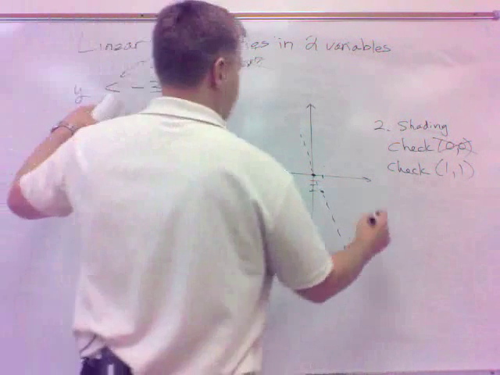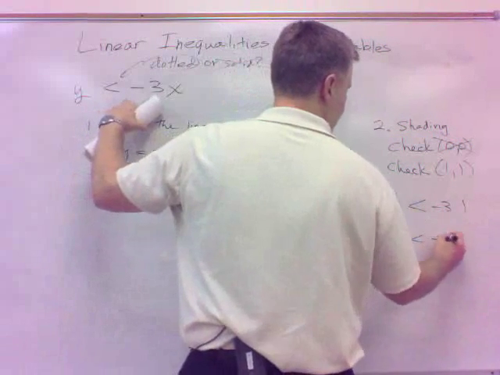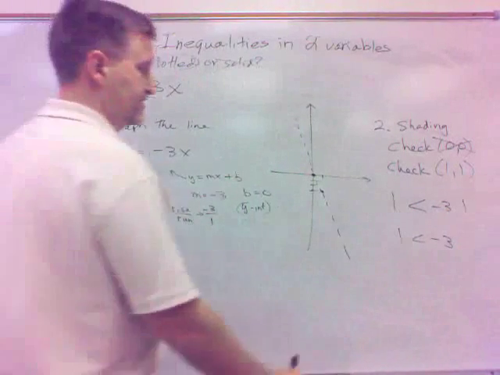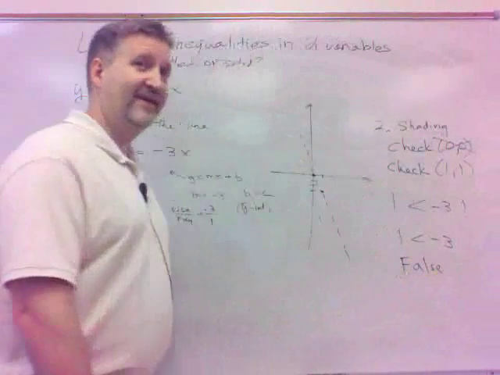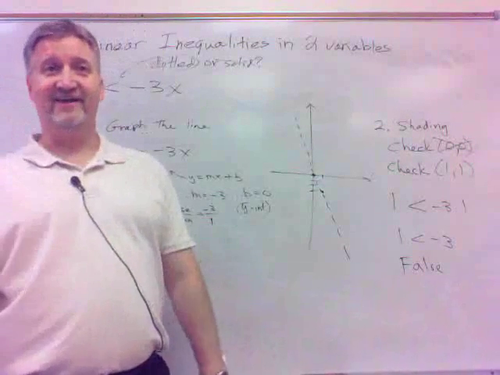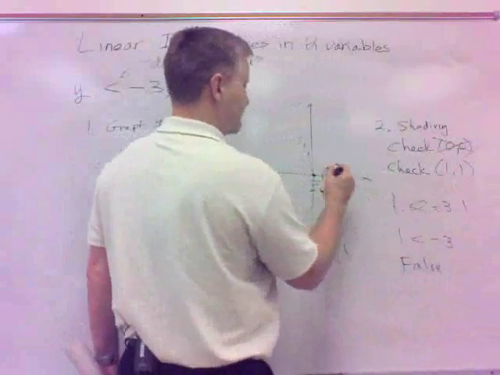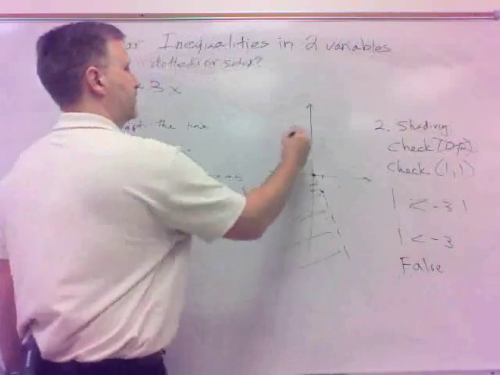X is 1, Y is 1. So that'd be 1 is less than negative 3 times 1. 1 is less than negative 3. Is 1 less than negative 3? No, it isn't. So what does that tell me? I'd want to shade the side that doesn't have 1, 1 in it, right? So 1, 1's up here, so I go to the other side. There you go.